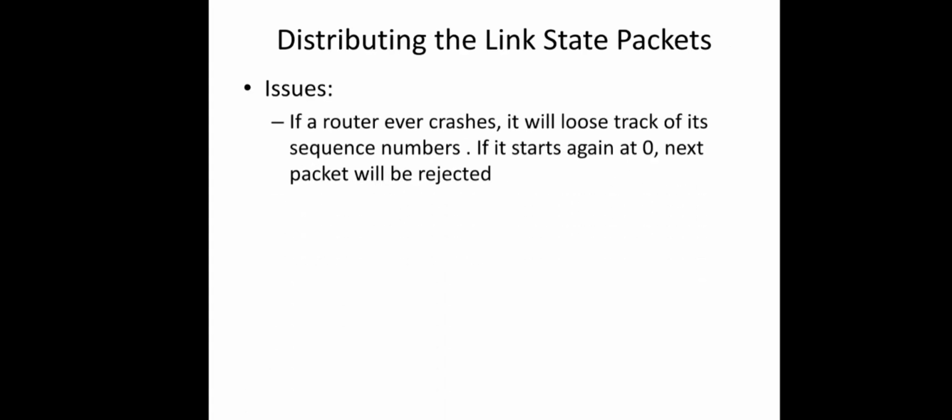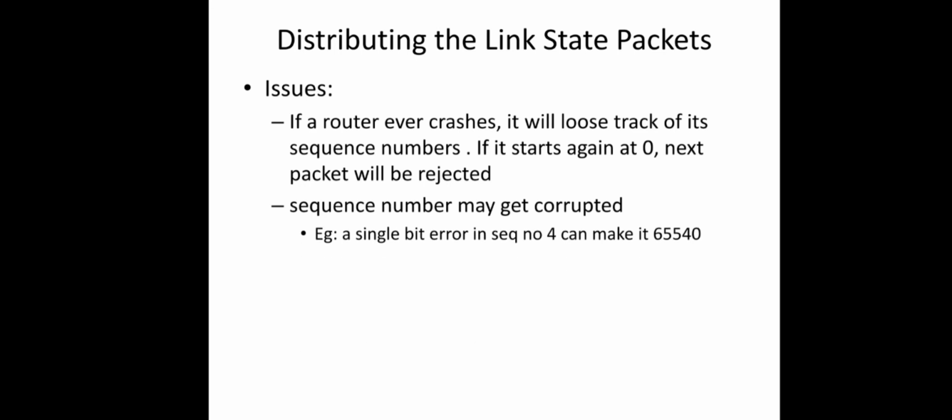Another issue is, if a router ever crashes, it will lose track of its sequence numbers. It will start again at sequence number 0, right? Obviously the next packet will be rejected by other routers, because they have a history: I have received a packet with sequence number 10 and now I am receiving a packet with sequence number 0. So obviously this is an obsolete packet, and it will be rejected. So that's another issue. And one more issue: the sequence number may get corrupted.